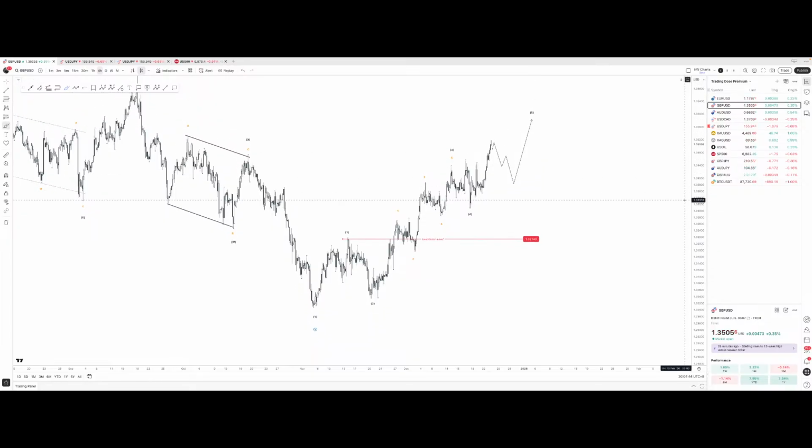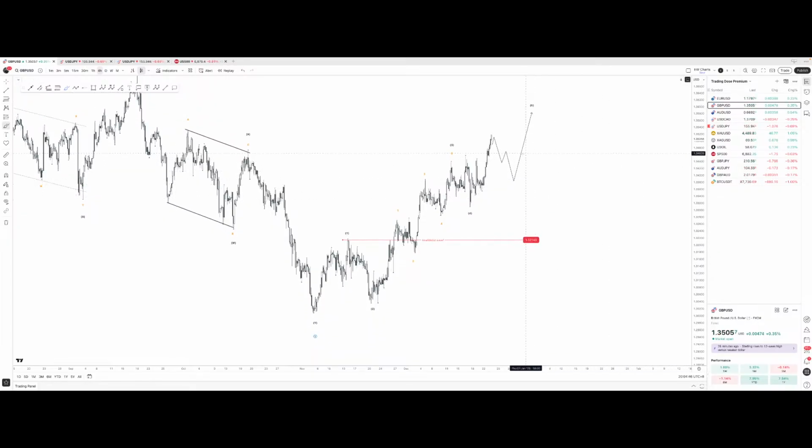GBP/USD is very different in terms of the structure. I think this one is clearer, potentially as a 5 wave structure. Whereas in terms of euro dollar, we are looking more at a triangle. But as I mentioned, the triangle structure can actually rotate and evolve into following the path of pound, which is the 5 wave structure over here. So this is definitely bullish. The momentum is there to the upside.